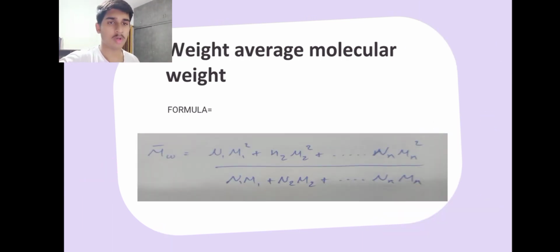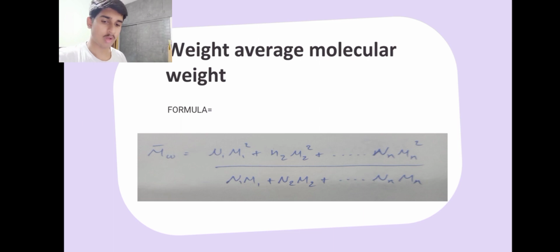The second type of numerical is weight average molecular weight. It is denoted by M suffix w bar. It is the mass obtained when the sum of all the products of the total mass of a given molecule and their respective molecular mass is divided by the total mass of the molecules, where in the formula n denotes the number of molecules and m denotes the mass of the given molecule.